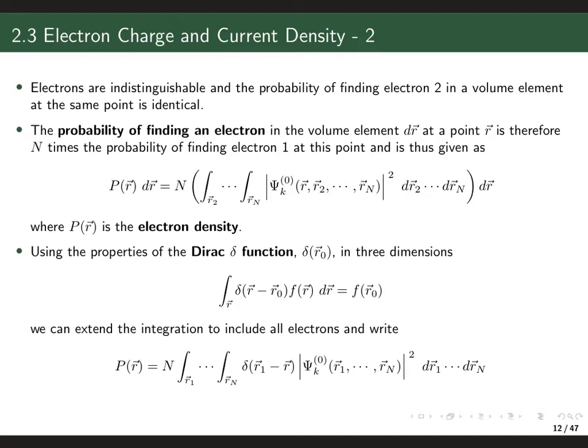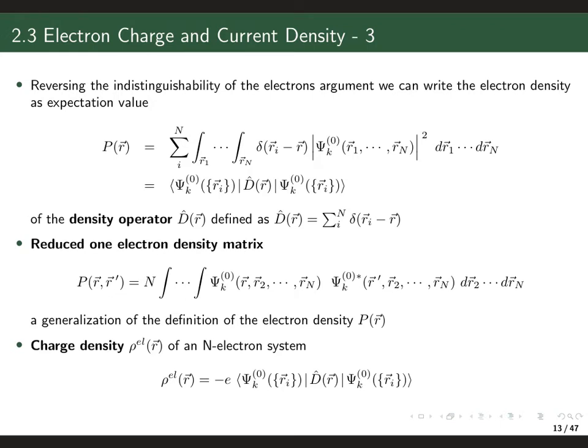Now we can use again that we cannot distinguish between the electrons, and the wave function doesn't either. So instead of multiplying this integral by n in order to get it for each electron, I can replace this R1 here by Ri, remove that, and then just sum over i from 1 to n. So I sum over all electrons. That's what I've done here. So here I have my sum over all the electrons, and now I have Ri instead of the R1.